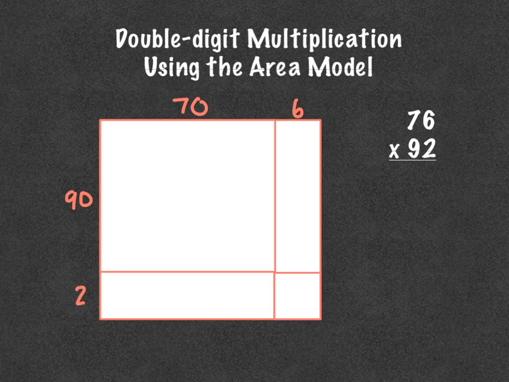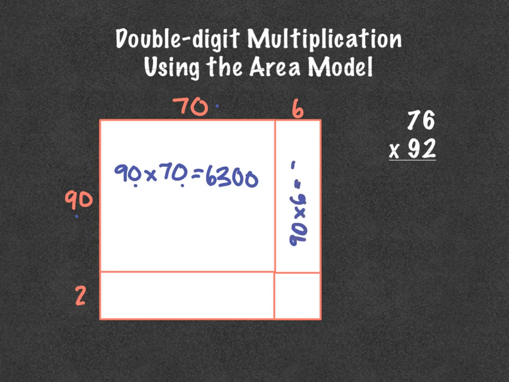So now we're going to do 90 times 70. So 90 times 70 equals, so 9 times 7 is 63, and we need 2 zeros. So 6,300. Then we're going to do 90 times 6. So 90 times 6. 9 times 6 is 54, and we need 1 zero.